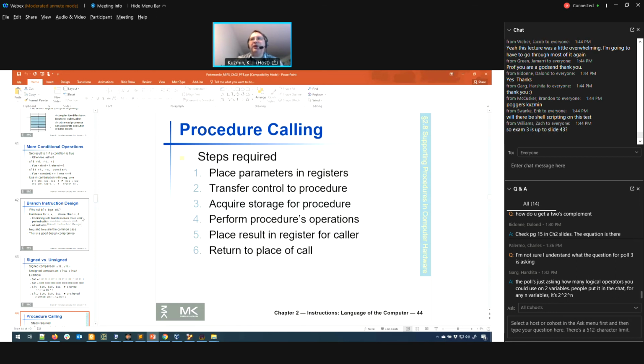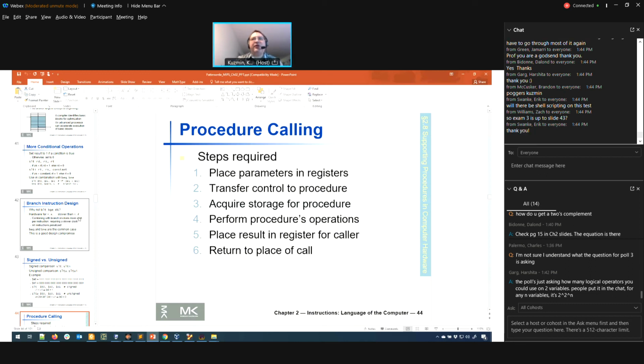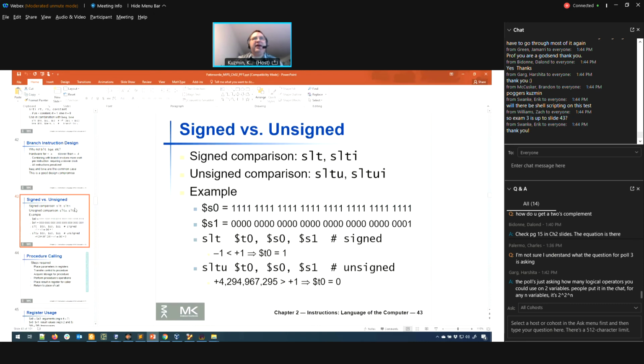Will there be shell scripting on this test? No, I think I answered this question. Someone was asking about Unix stuff. So exam 3 is up to slide 43. That is correct. Yeah. So signed versus unsigned. It's just this last slide related to conditionals.